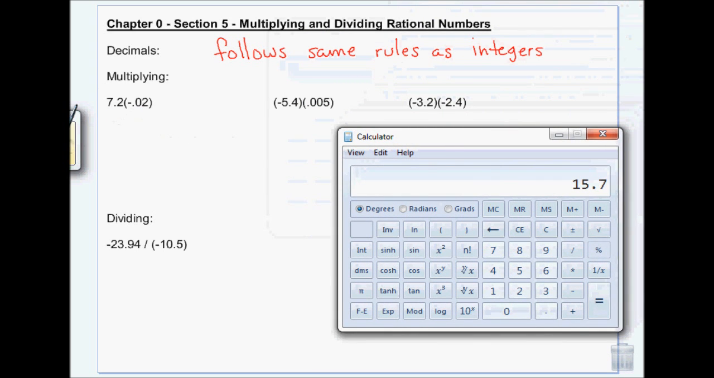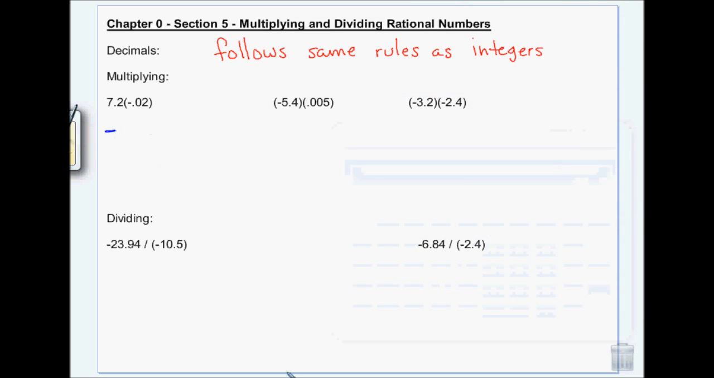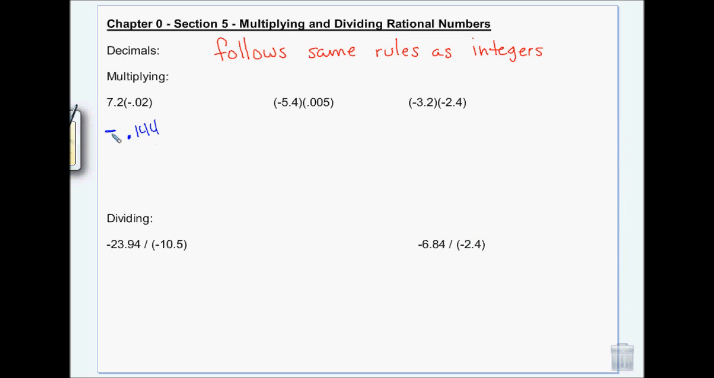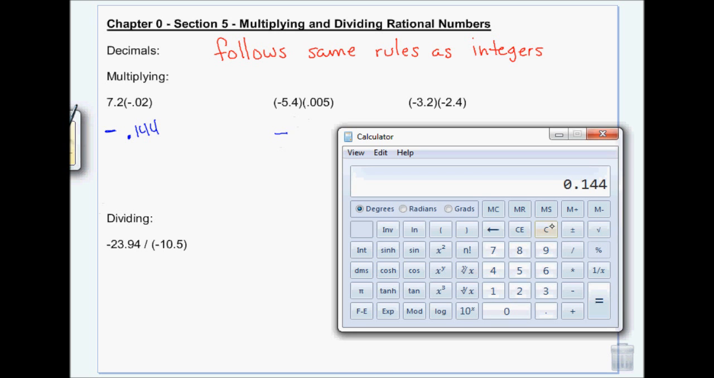All right. So if I have a positive times a negative, what's my answer going to be? Negative. So then I just multiply the decimals. I can ignore the sign after that. So 7.2 times 0.02 is 0.144, and I know it's negative because I have a negative and a positive. Same here, a negative and a positive, my answer is going to be negative.